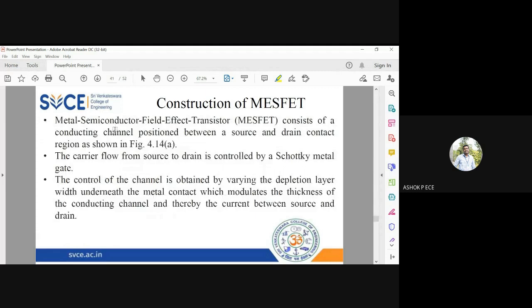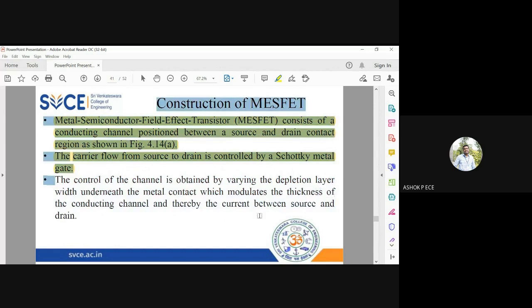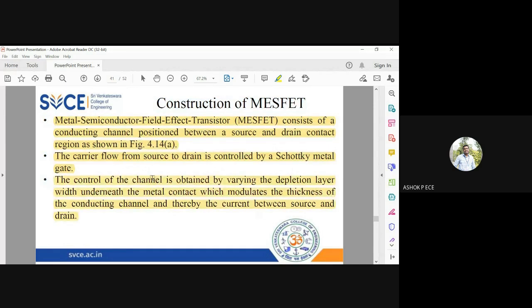And for the construction, first you have to have a conducting channel between the source and drain. Carrier flow is going to be from the source to the drain, which is controlled by the Schottky metal gate, the metal semiconductor junction, or you can call it an ohmic contact. You can vary the channel characteristics by applying a voltage, thereby varying the current between the source and the drain.